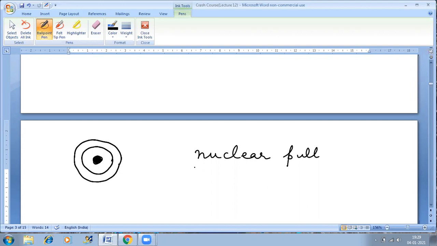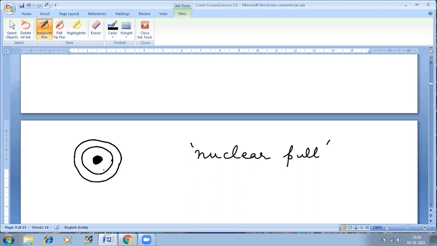So then we have to see the nuclear pull. This nuclear pull. So if the charge in the nucleus is of greater magnitude, that means if the nuclear pull is high, definitely the size is going to be small because then the nucleus will effectively pull the electrons towards itself.